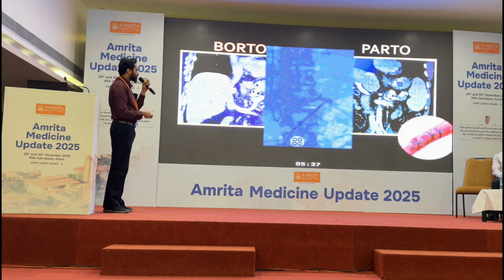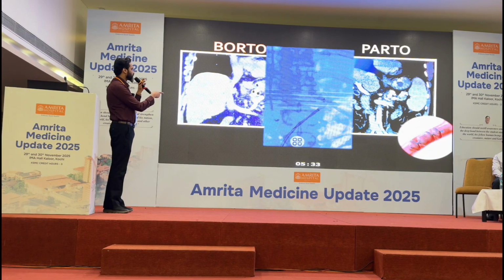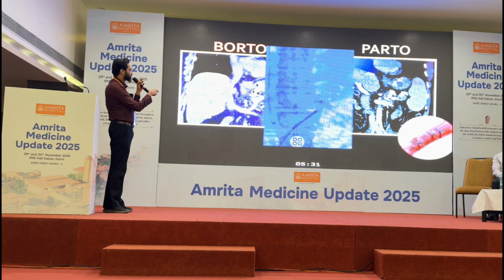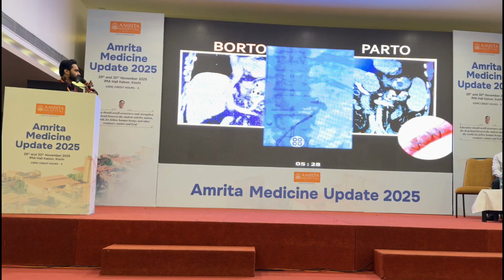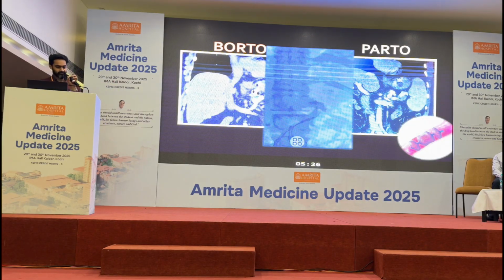So this is an image wherein we have put a catheter at the shunt, and then we are going to deploy the plug. See, this is how we are deploying the plug. Once the plug is deployed, the shunt will be closed.